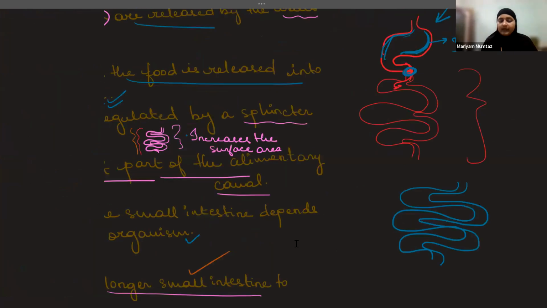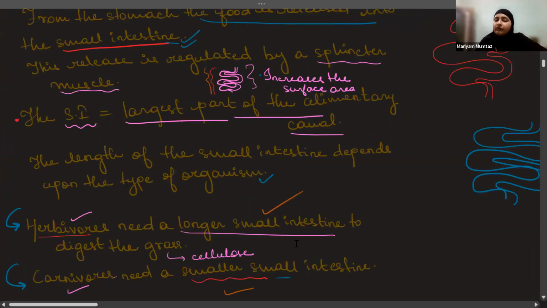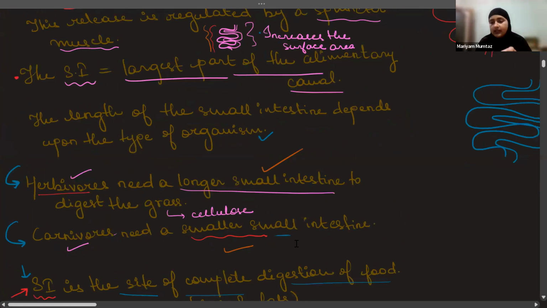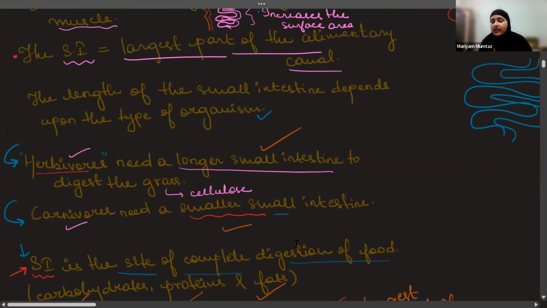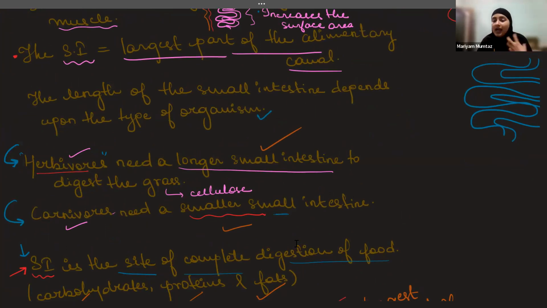Now, the length of the small intestine varies from one organism to another. Meaning, for one it may be longer, for another it may be smaller. Let's just say herbivores, the plant eaters, would have a longer small intestine, because what is their prime food? It's plants, mostly grasses. Grasses have cellulose present, and cellulose takes a longer period of time to get digested, right? Have you seen cows chewing all day long?